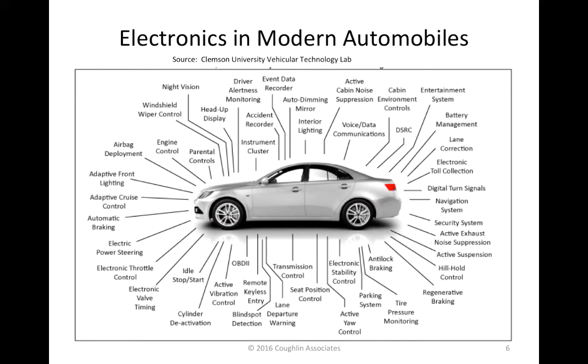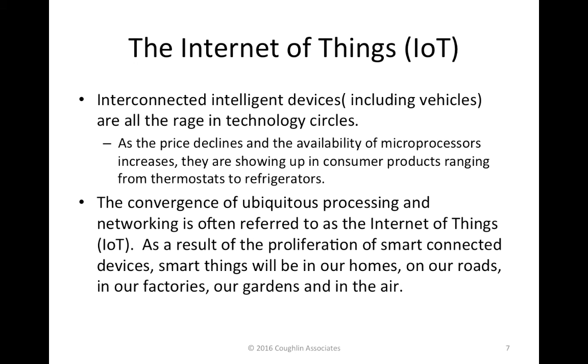Let's look a bit at some of the electronics in modern automobiles. The source here is from Clemson University, their Vehicular Technology Lab, and you can see here a great variety of different electronic functions that are now going on in a car. Just a huge ways in which electronics is now playing a role. And we can see creating more processing, more network connectivity, and then also storage and memory to keep this information and use it is all in automobiles.